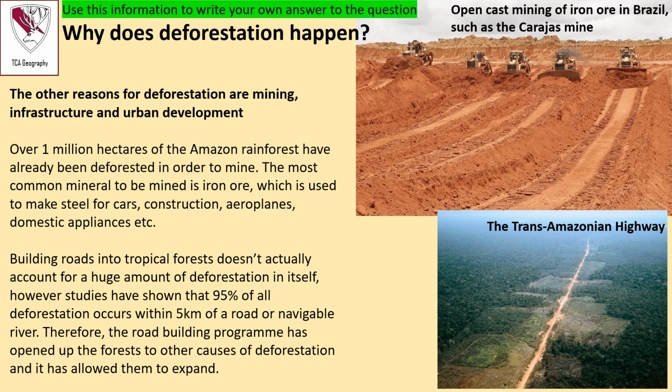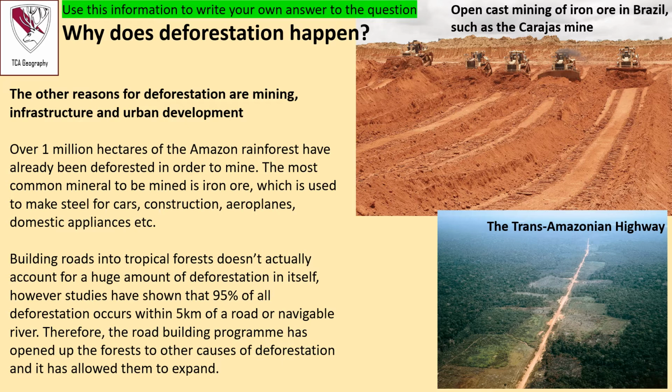That means a river that you can have a boat go up and down, a sizable boat. And again, on this picture, you can see that the areas of deforestation are right next to the road. Therefore, the road building programme has opened up the forests to other causes of deforestation, and it has allowed those causes to expand. I mean, these things go together.